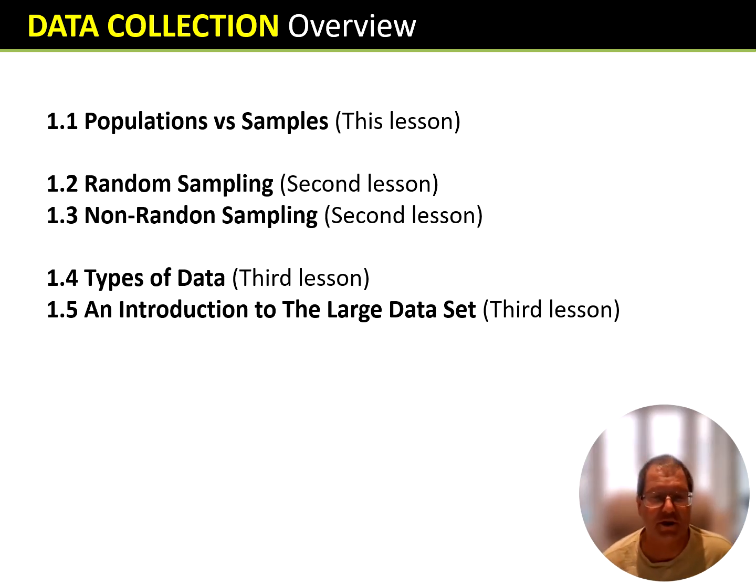This first slide just gives us a quick overview of the whole chapter. So 1.1 is populations versus samples, which we're doing this lesson. 1.2 and 1.3 are both on sampling, random sampling and non-random sampling. And then for our third lesson, we start off with some terms, types of data, things you've met before like quantitative, qualitative, discrete, continuous, class width, midpoint, etc. And then we also have a look at the large data set.